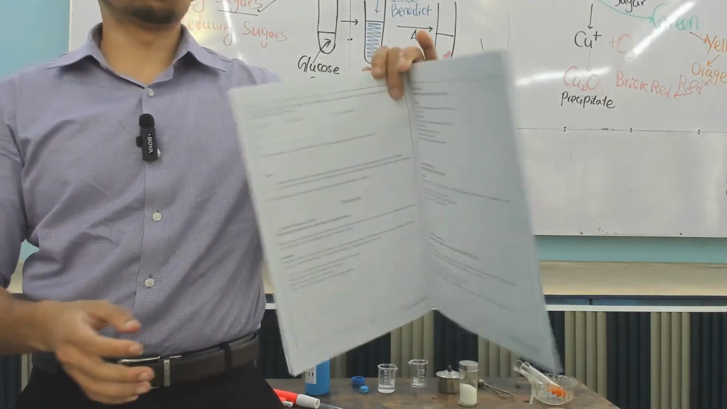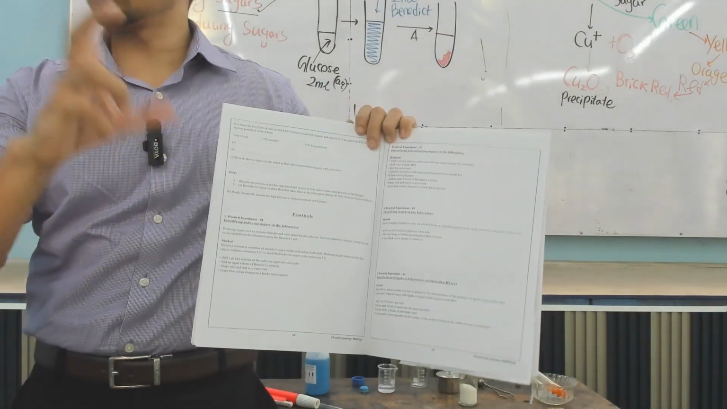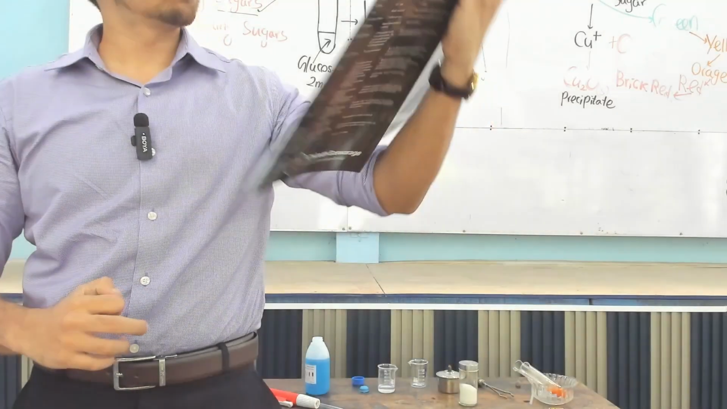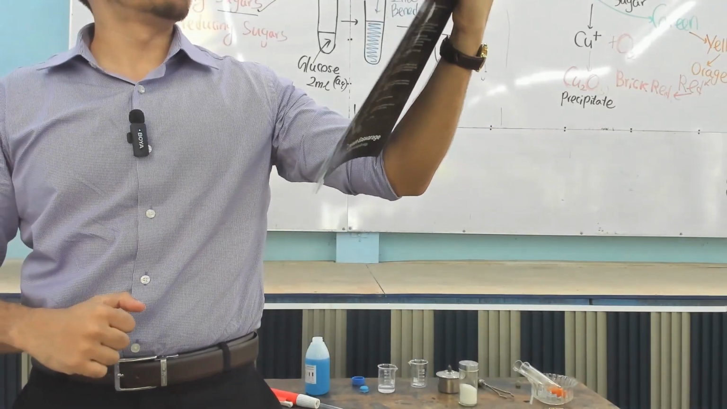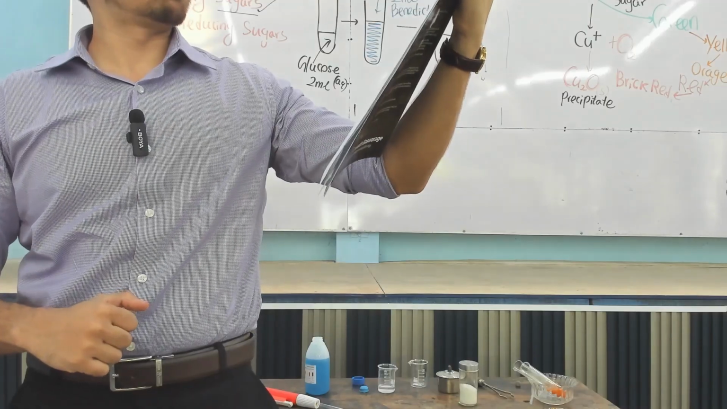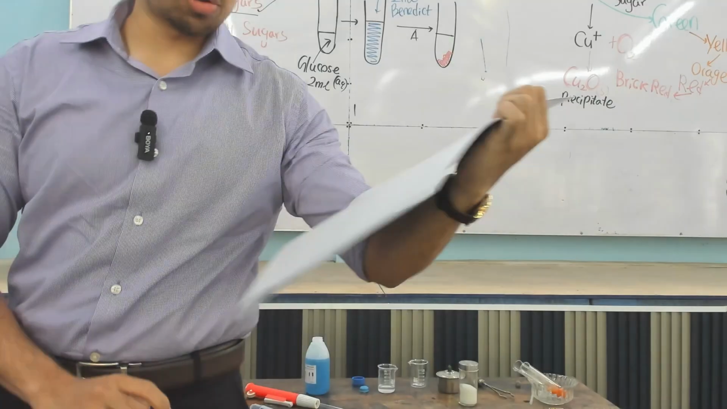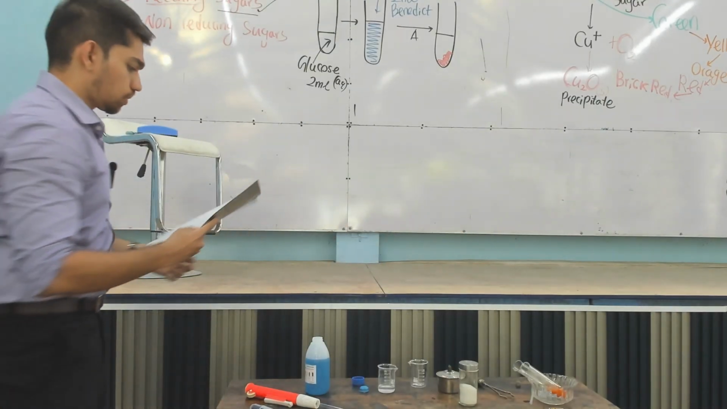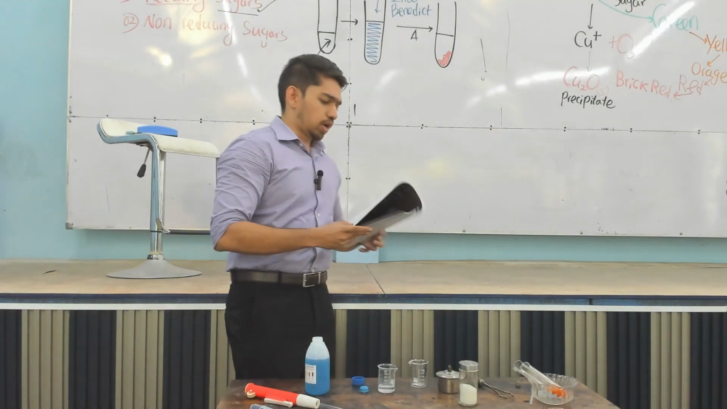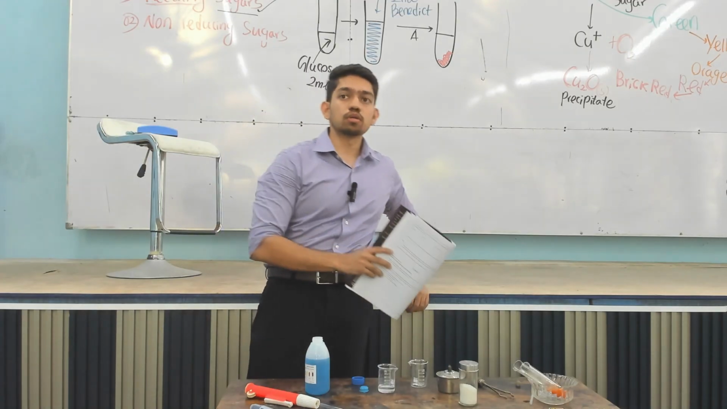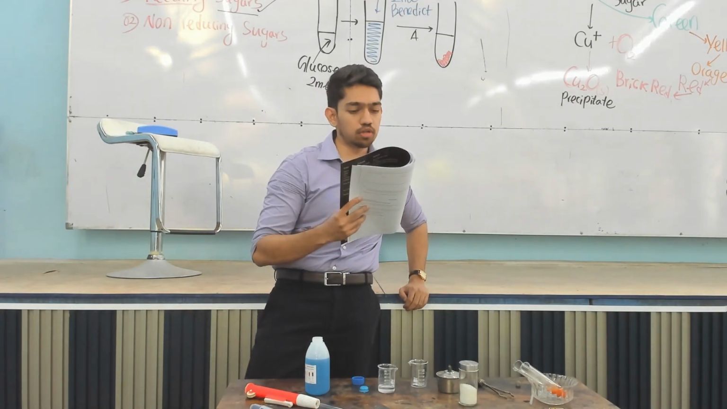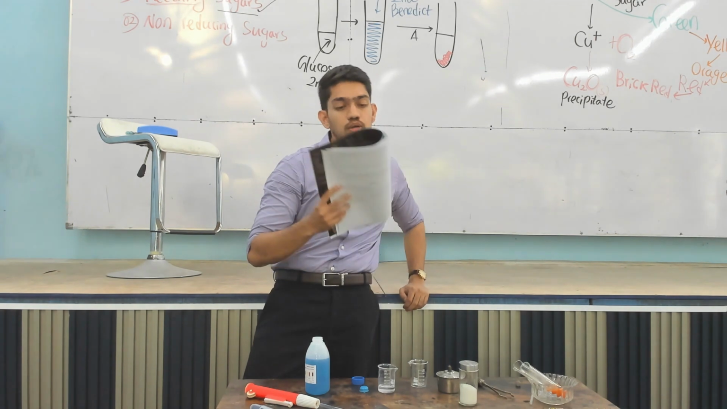Identification of non-reducing sugars. We'll write a note. Method: add 2 milliliters of non-reducing sugar, sucrose, to a test tube. Add 1 milliliter of dilute HCl. Dilute HCl, that's how you acidify. Then you boil for 1 minute.